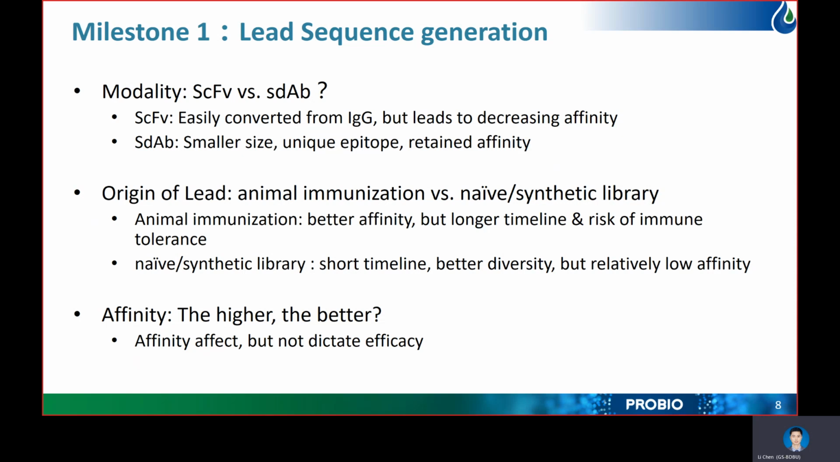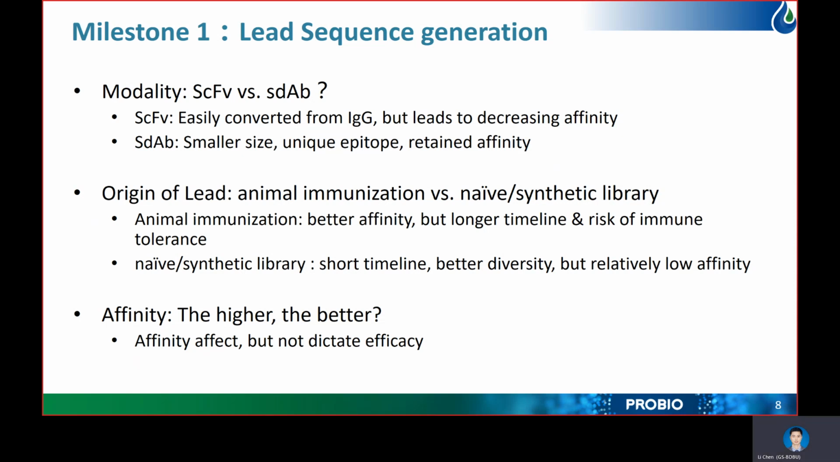However, this conversion usually comes with affinity loss, sometimes in the range of 10 to 100-fold. Alternatively, single domain is a naturally generated antibody with retained affinity. In addition, the size of the single domain antibody gives it a unique advantage for certain inaccessible epitopes.